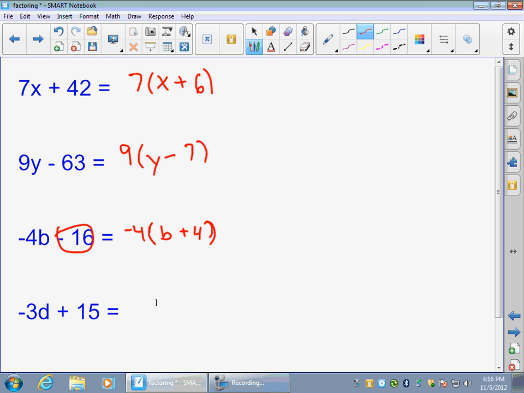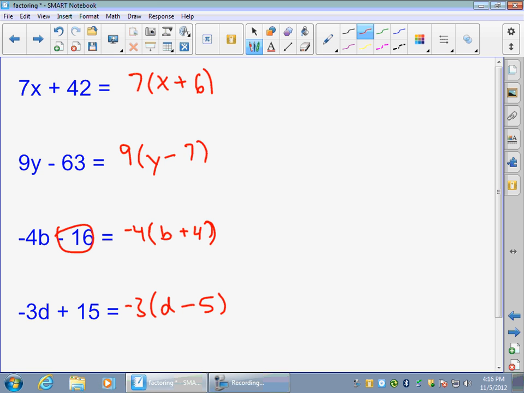Same idea down here. You see right away I want a negative 3 out here. And that's going to leave me a d. But then what do I multiply times negative 3 to get positive 15? Well, if I want to end up with a positive, I have to do a negative times a negative. So I'm going to have a minus in here, and obviously 3 goes into 15 5 times.